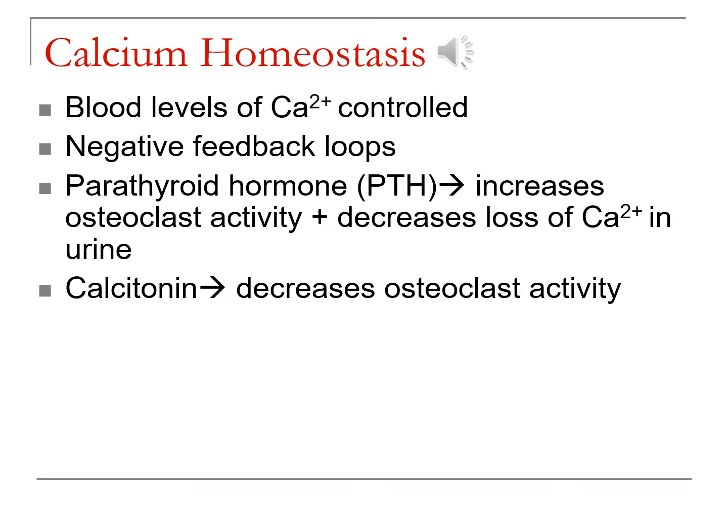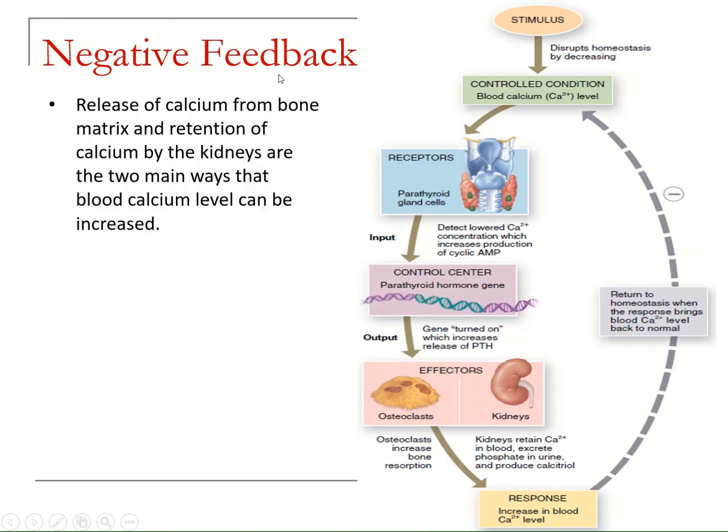Calcium homeostasis. So blood levels of calcium are controlled. Negative feedback loops are important, wherein parathyroid hormone increases osteoclast activity and decreases loss of calcium in urine by acting on the kidney, and calcitonin decreases osteoclast activity. So this is the negative feedback. The release of calcium from bone matrix and retention of calcium by the kidneys are two main ways that blood calcium level can be increased.